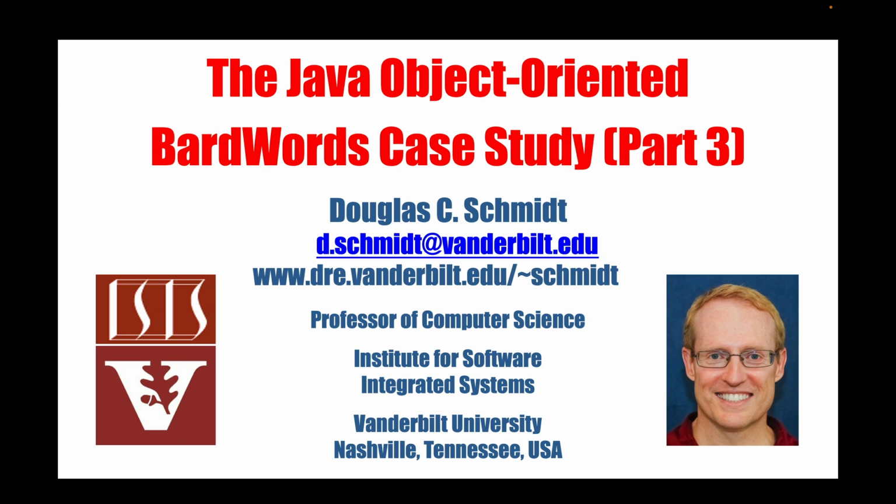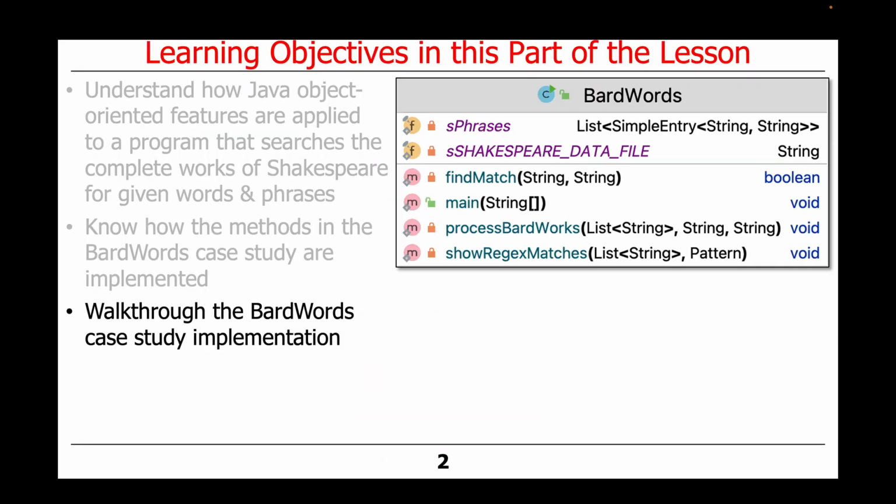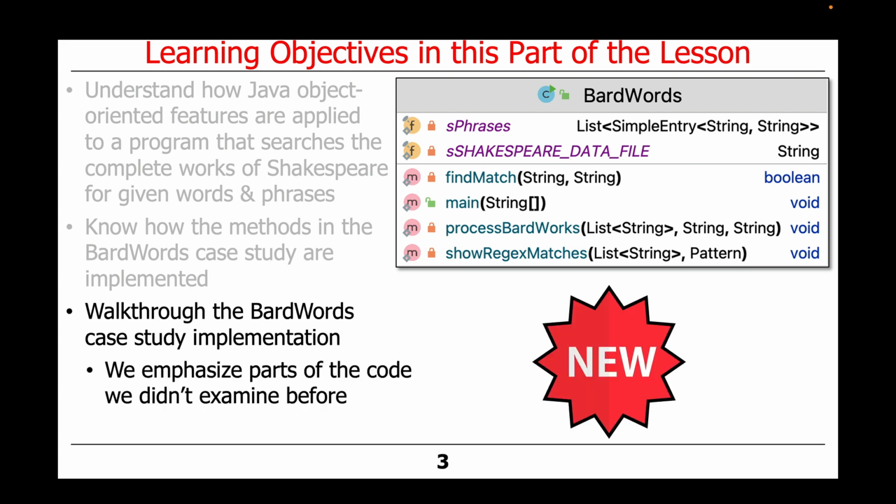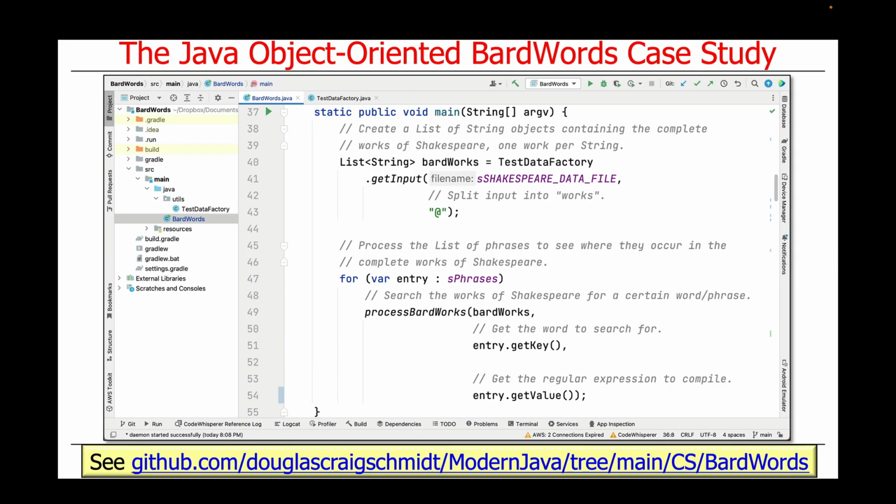We're now ready to explore the third and final part of our Java object-oriented BardWords case study. In this part of the lesson, we'll walk through the entire BardWords case study implementation from start to finish, with particular emphasis on parts of the implementation we didn't cover in the earlier two parts of this lesson. As usual, you can find the source code for this case study in the BardWords project in the CS folder in my Modern Java GitHub repository.